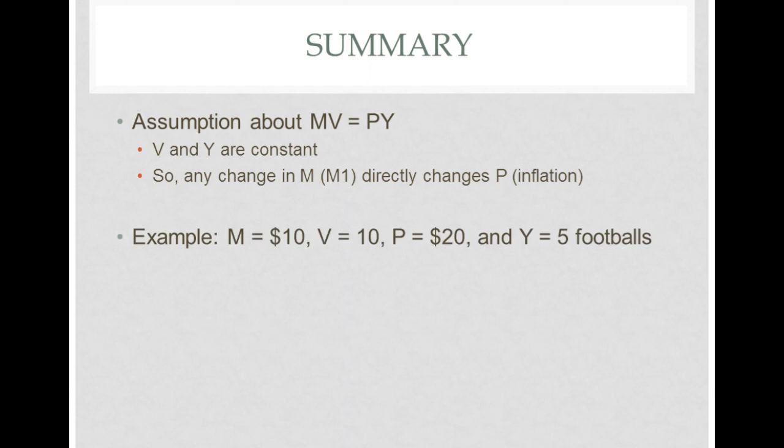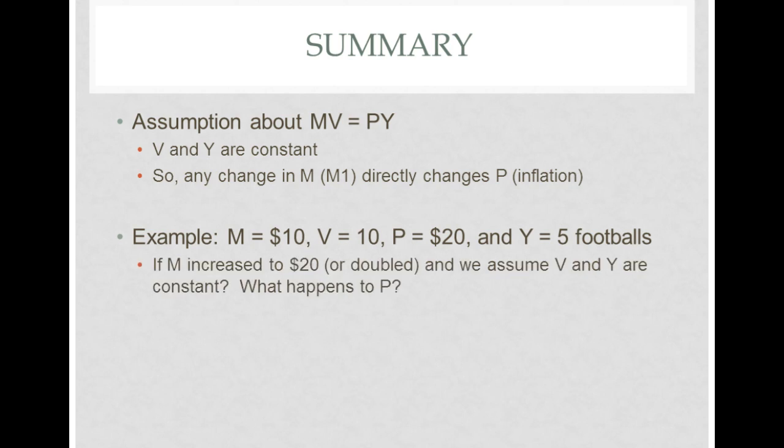Again, let's illustrate with an example. Let's lay out all our information here. If M is $10, V is 10, our price level is 20, and our RGDP is 5, and this is our example we used before, what's true? Well, if M increases, or doubles in this case, to 20, and again, we're assuming V and Y are constant, what happens to P? Here's our formula: if M doubles to 20, we now have this situation. 20 times 10, or 200, must equal P times 5, which therefore means P is equal to 40, and it also doubled.